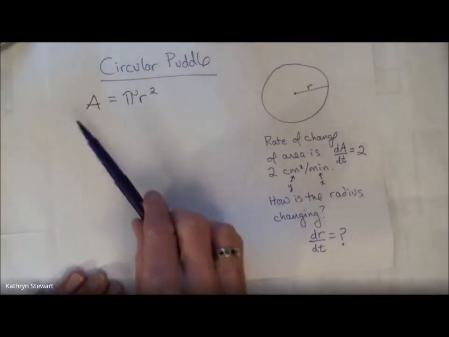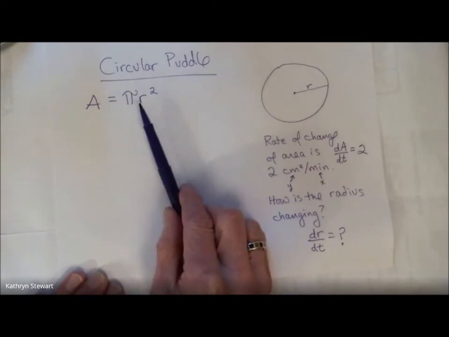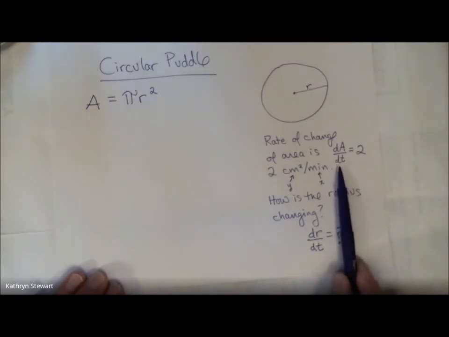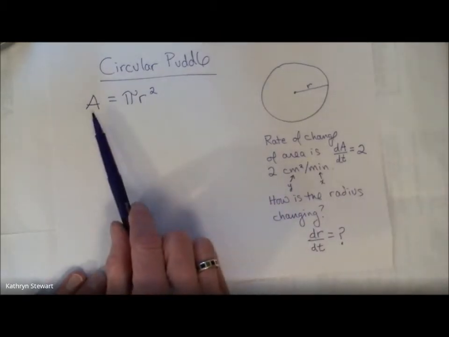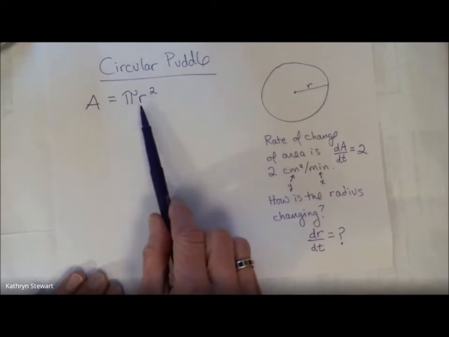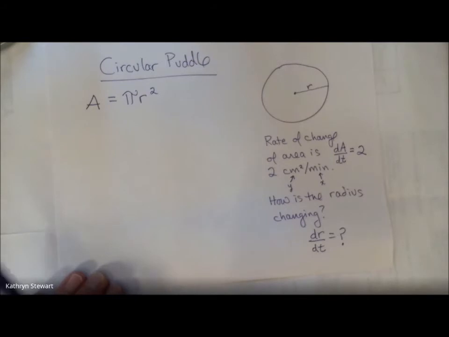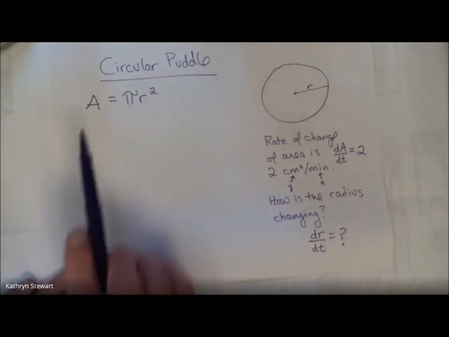Yeah, let's take the derivative of both sides. But as we take the derivative, we have to ask ourselves, well, what is my independent variable here? My independent variable is time. So I need to take the derivative of each piece with respect to time. Implicit differentiation is what I'm talking about. Time is my independent variable. So let's see how this goes.